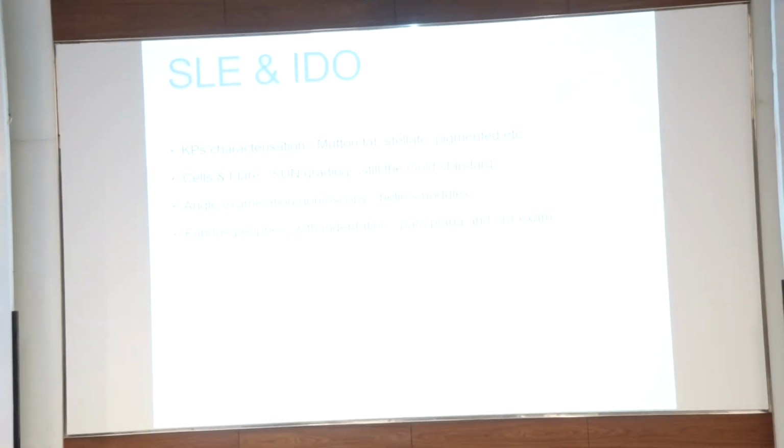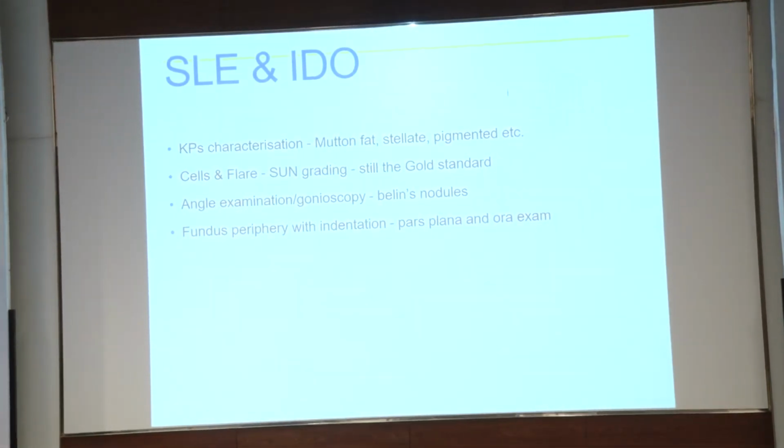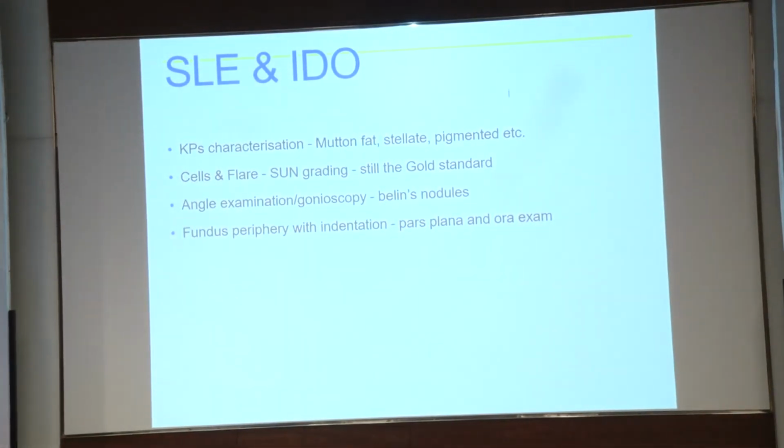Slit lamp examination and indirect ophthalmoscopy is the beginning of a uveitis case workup, where the detailed examination of the cornea, the characterization of KPs, whether they are mutton fat, stellate, pigmented, give away a lot about the diagnosis. Cells and flare, the SUN grading classification, still forms the gold standard in a uveitis workup. Angle examination using gonioscopy and fundus periphery with indentation gives you a detailed view of the posterior segment pathologies.